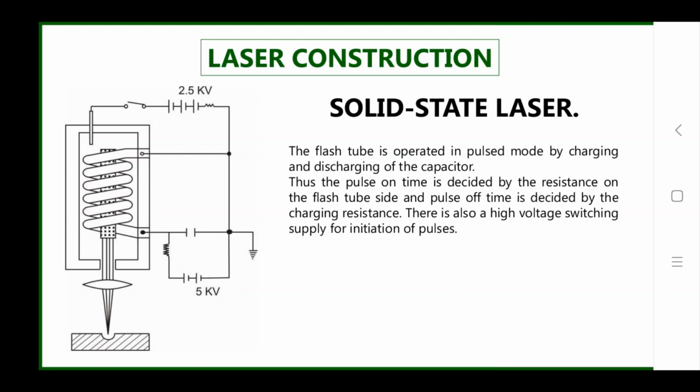Second is the solid state laser. Again, in this diagram, I have shown the construction of this solid state laser. The flash tube is operated in pulse mode by charging and discharging of the capacitor. Thus, the pulse on time is decided by the resistance on the flash tube side, and pulse off time is decided by the charging resistance. There is also a high voltage switching supply for initiation of the pulses.